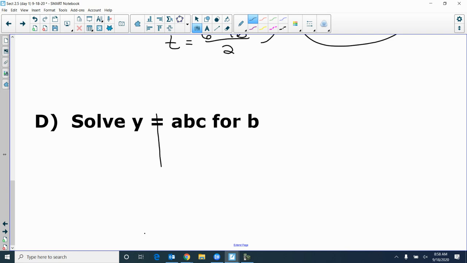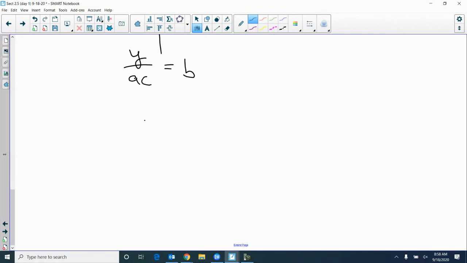So you can divide by more than one thing. What are the 2 things we need to divide by? A and C. So you can just do this right like this. Those cancel and you're just left with B equals Y divided by AC. Then rewrite it, put the B first.